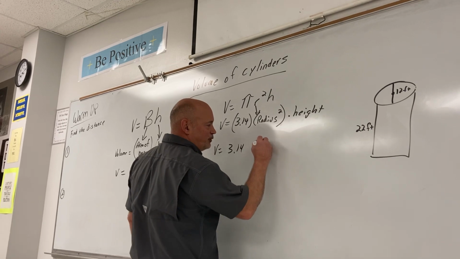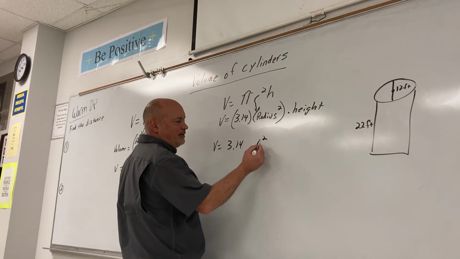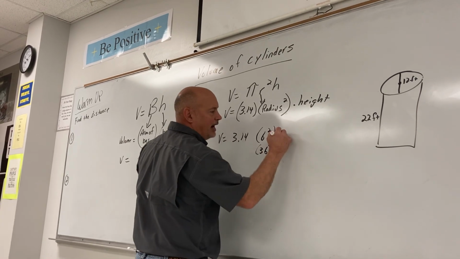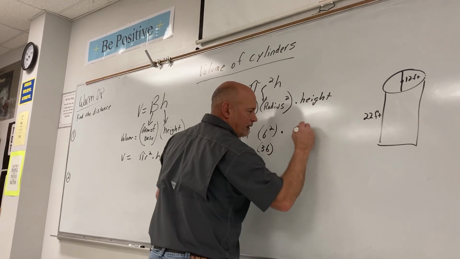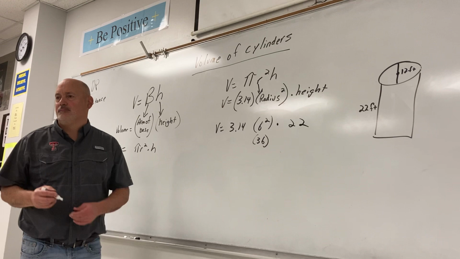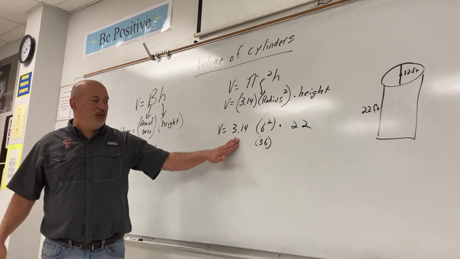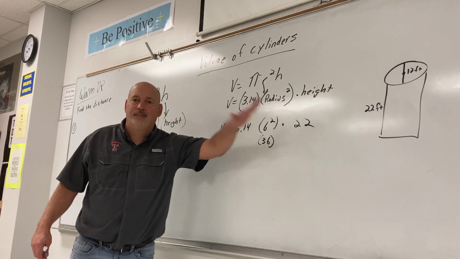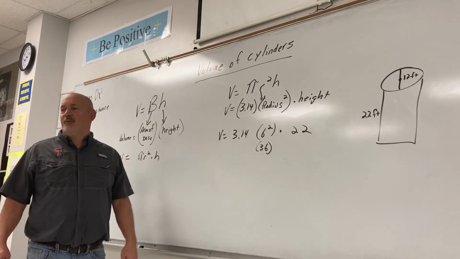So what's half of 12? 6. So we need to do 6 squared here. By the way, what's 6 squared? 36. So I'm going to put 36 here. Times, what's the height? 22. All right, calculator time. Type in 3.14 times 36 times 22. Ethan will tell me what he gets.